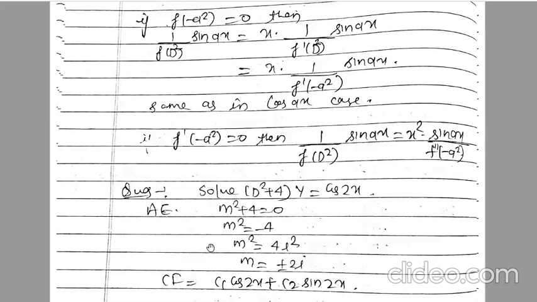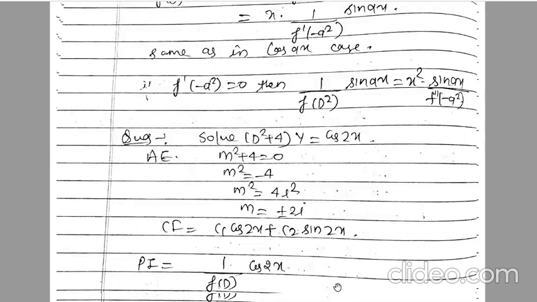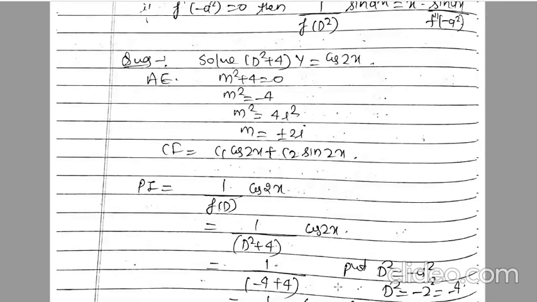So the auxiliary equation will be m square plus 4 is equal to 0. So m square is equal to minus 4, and we are getting minus here. So m square is equal to 4 iota square, m is equal to plus minus 2i. So CF is equal to c1 cos 2x plus c2 sin 2x. We are applying the imaginary roots formula here.